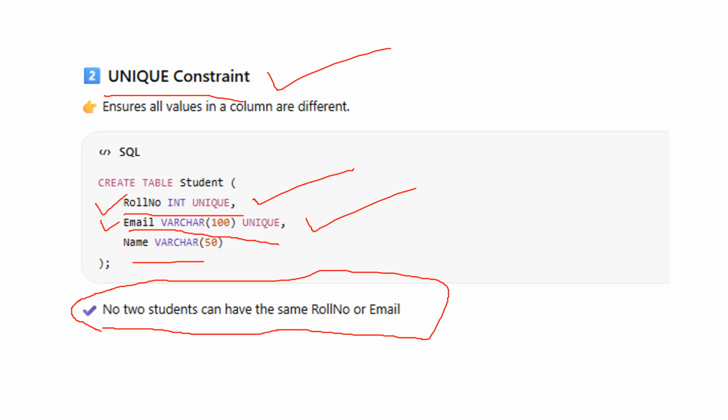So the syntax is create table name, roll number is int, and the constraint we have fixed is unique. The same goes for email, where the data type is varchar, and the constraint is unique. The next is name, which is text, so it can be given as varchar. When you are using the unique constraint, no two students can have the same roll number or email. So its meaning is that duplicates are avoided. This is the concept of the unique constraint.